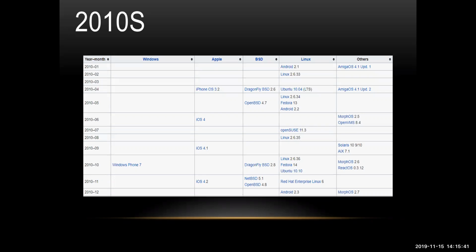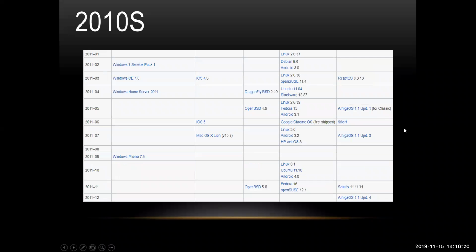And then we had DragonFly BSD 2.8, then Linux 2.6.36, Fedora 14, Ubuntu 10.10, and then MorphOS 2.6, ReactOS 0.3.12, and then November we had iOS 4.2, and then NetBSD 5.1, and then OpenBSD 4.8, and Red Hat Enterprise Linux 6. And in December of 2010, we had Android 2.3 and MorphOS 2.7.